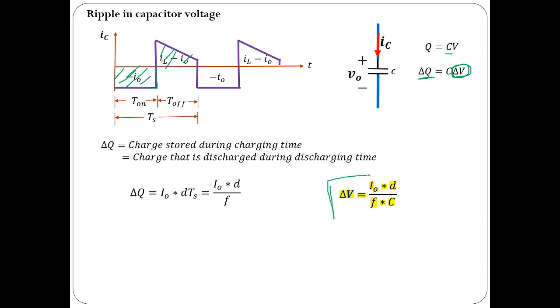And what is I naught? I naught is output current. So once you know output current, you can use this formula to compute the ripple in the capacitor voltage. And if somebody asks you to find out the duty cycle for maximum ripple in the voltage, D is equal to 1. Of course, this is practically not possible. This kind of question may not be asked, but still, according to the formula, D is equal to 1. But practically it is not possible.